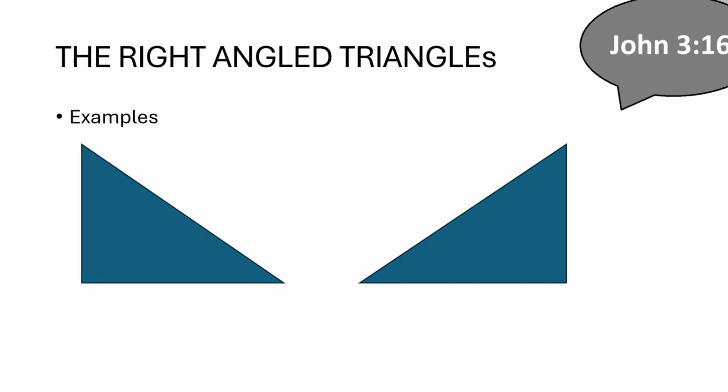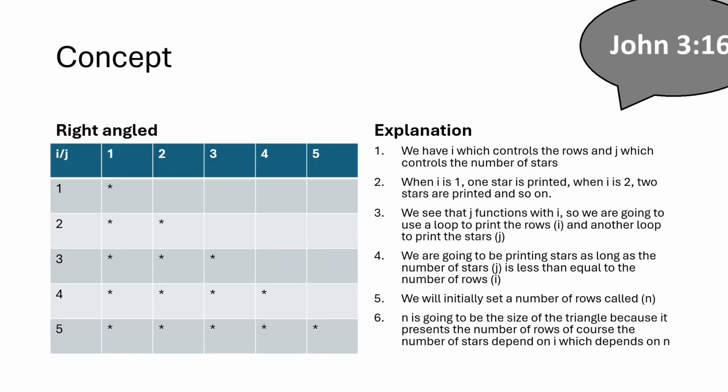Here we have the right angle triangle and the horizontally flipped right angle triangle. In this first example, we're going to be using the right angle triangle. We have i, which controls the rows, and j, which controls the number of stars. When i is 1, the number of stars is 1. When i is 2, the number of stars is 2, and so on. We see that j, the number of stars, functions according to the number of rows, which is i.